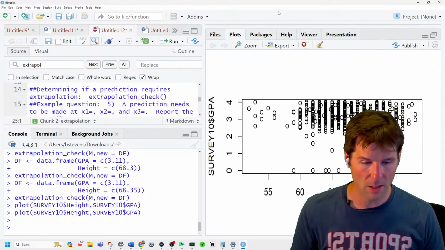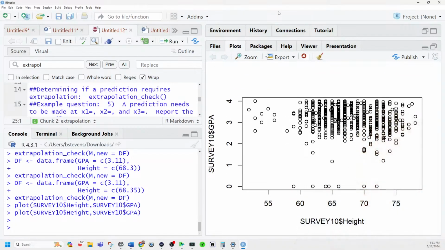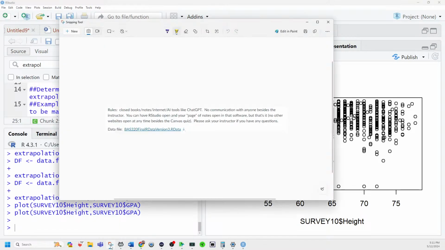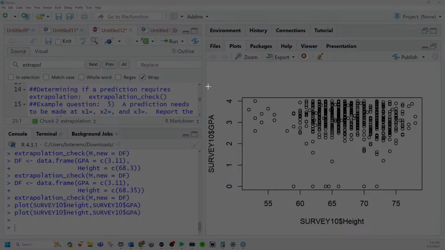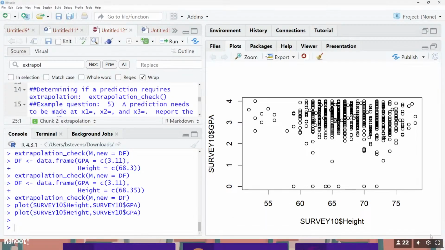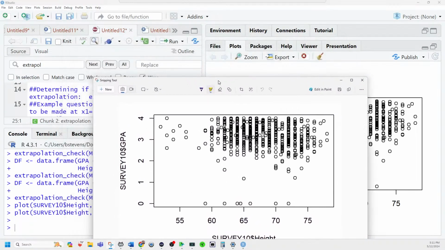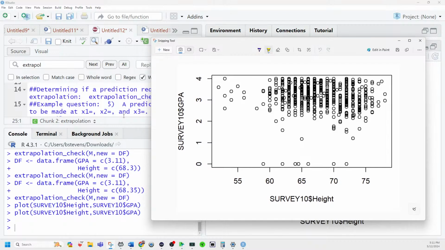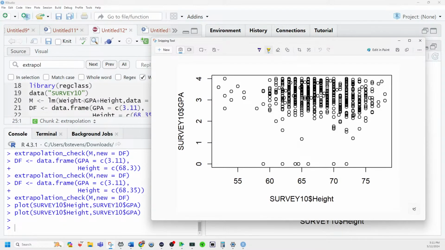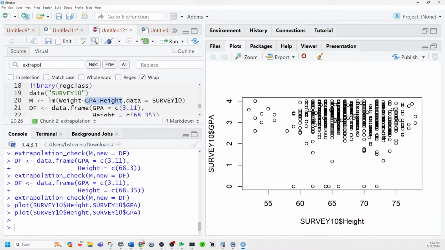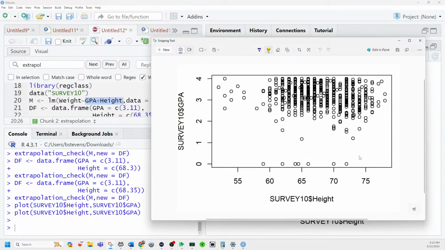Why would this be the idea of extrapolation next to me right here? Why would this deal with the idea of extrapolating? Conceptually speaking, why is this? And you have to look at the model we made, and the answer is over here. So think this over. Why is this dealing with the idea of extrapolating?